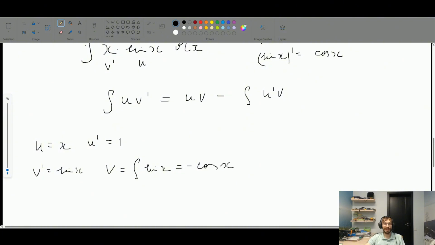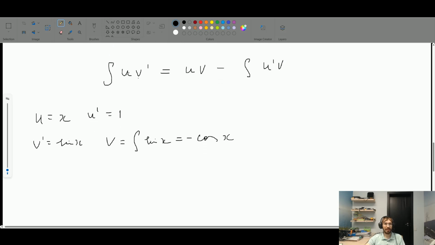I'm not writing "plus c" here, because the constant c is irrelevant. So let's now write the formula knowing what v and u are. In the formula we have first uv, so I can write that our integral of x sin x will be uv. u is x, but v is minus cos x.